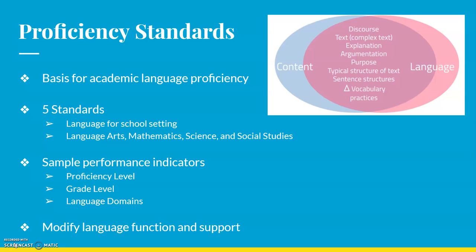Sample performance indicators show each academic standard by proficiency level, grade level, and the language domain. These samples give appropriate language functions and ways students can show their learning for the academic content. These indicators help make the same academic content available to all English language learners by modifying the language function and support for different English proficiency levels.